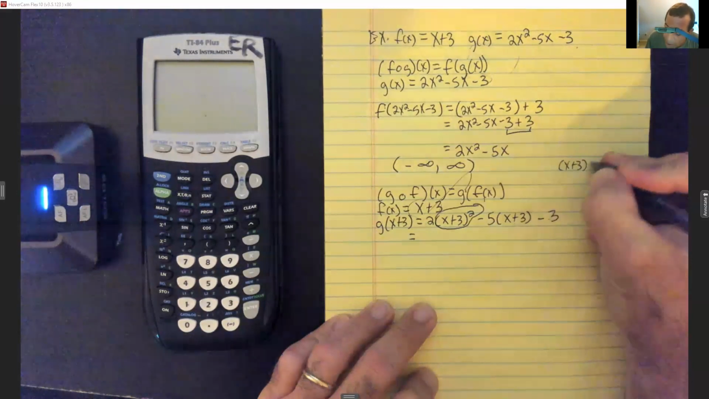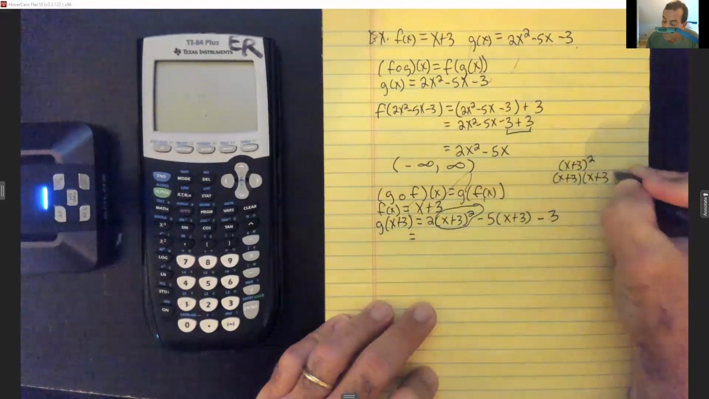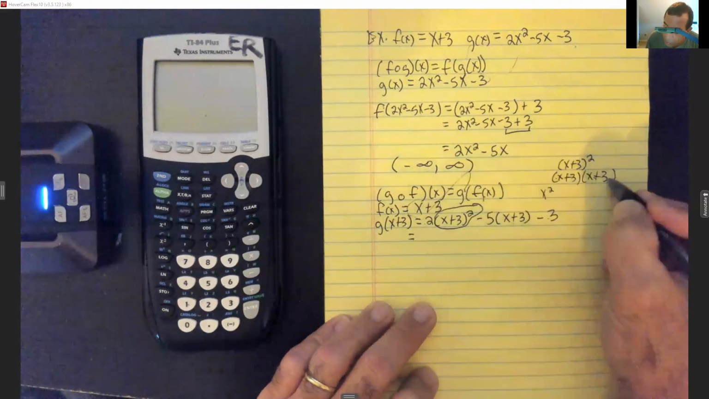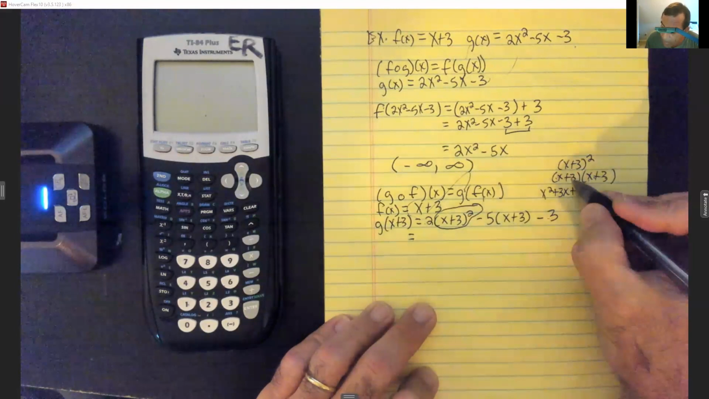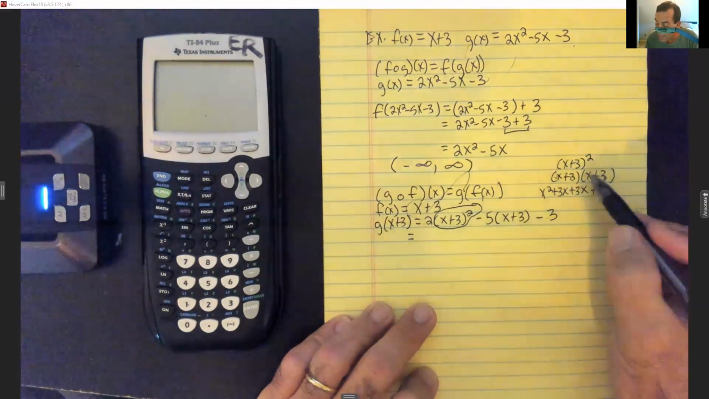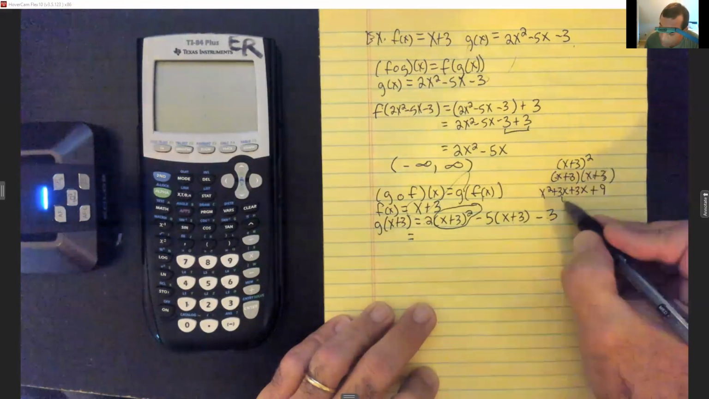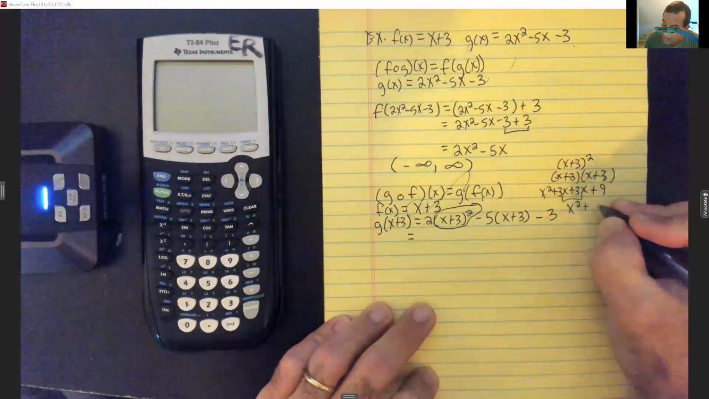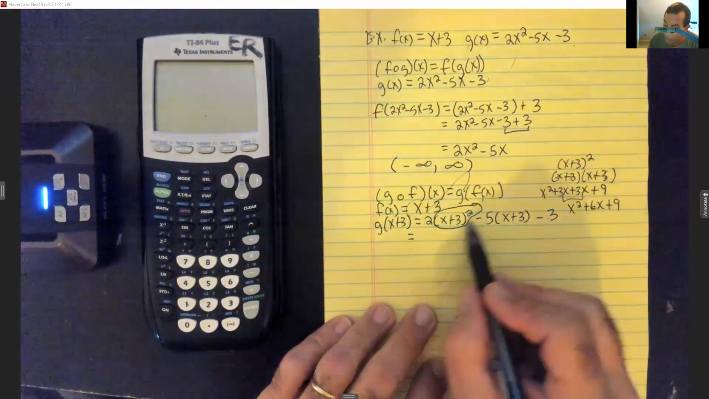x plus 3 squared is x plus 3 times x plus 3. Now you FOIL. x times x is x squared. x times 3 is 3x. 3 times x is 3x. 3 times 3 is 9. So I distributed the x, then I distributed the 3. Now on this, you do have like terms. So the x squared comes down. 3x plus 3x is 6x. And then bring down the 9. So I'm going to replace x plus 3 squared with that.